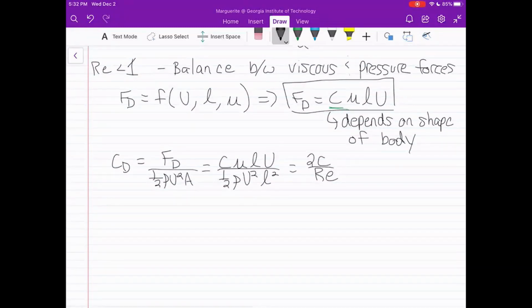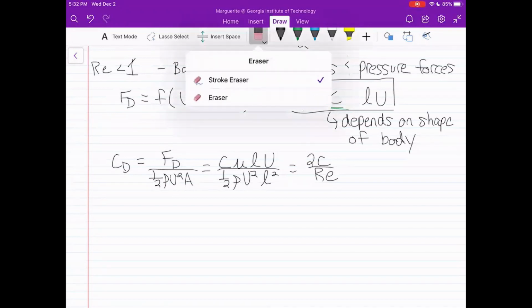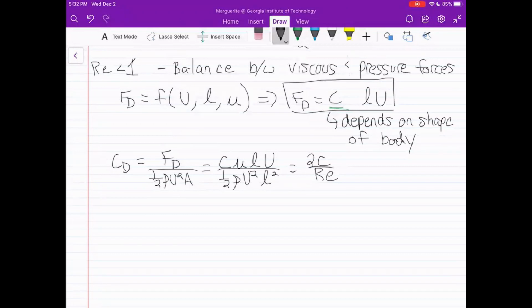Do you have a question? Yeah. So the top part where FD is? Yes. Is that mu times L times U, or is that two U's? It's mu as in viscosity. Okay. So how did the U squared on the bottom get canceled out? Oh, yes. I plugged in the Reynolds number, which is rho u L over mu. Okay. Good question.